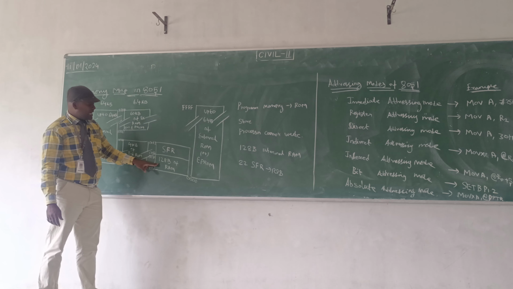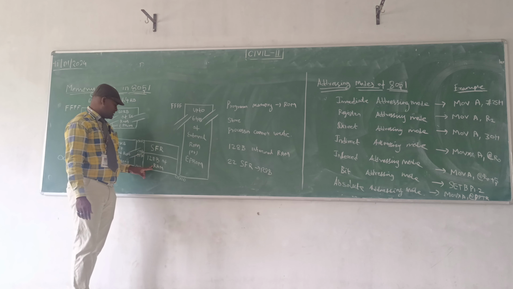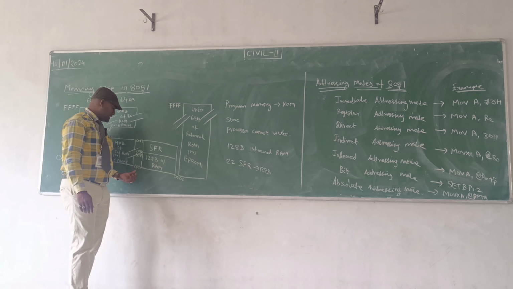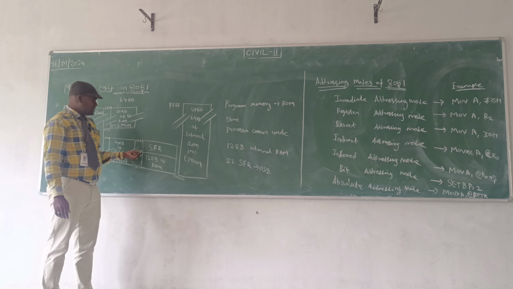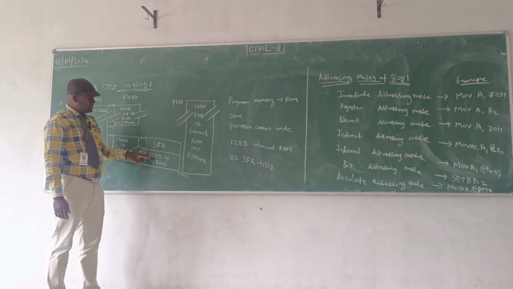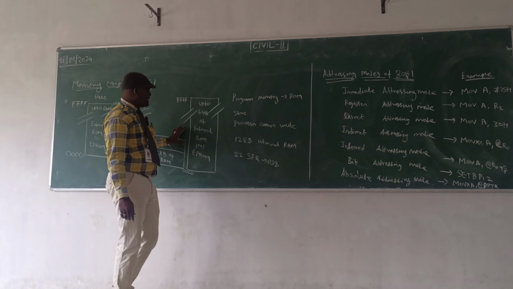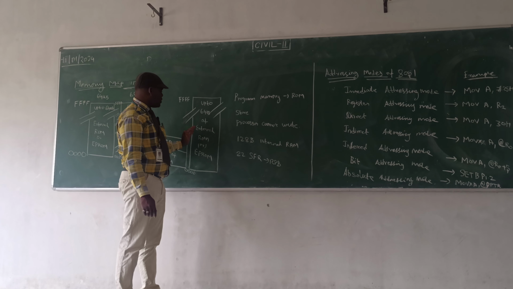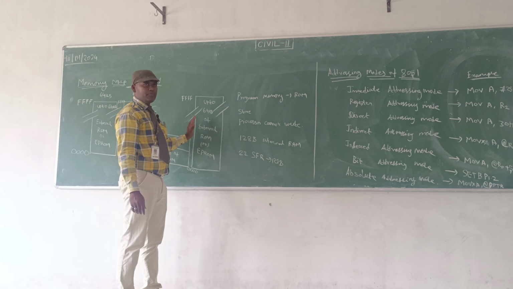But the internal RAM has 128 bytes of random access memory. It is segregated into two categories, 00 to 7F and 80 to FF. Apart from that, we can extend the ROM up to 64 KB, that is the ROM, again expanding.